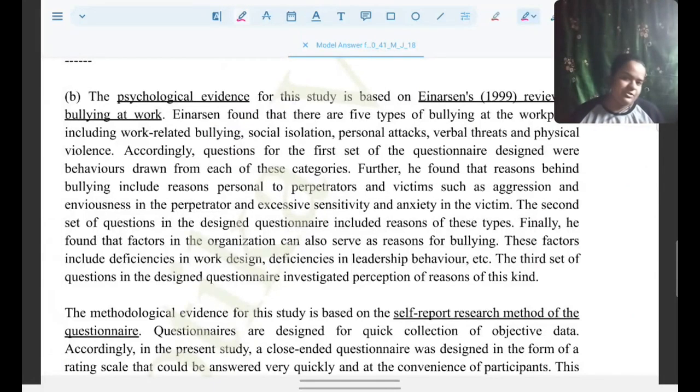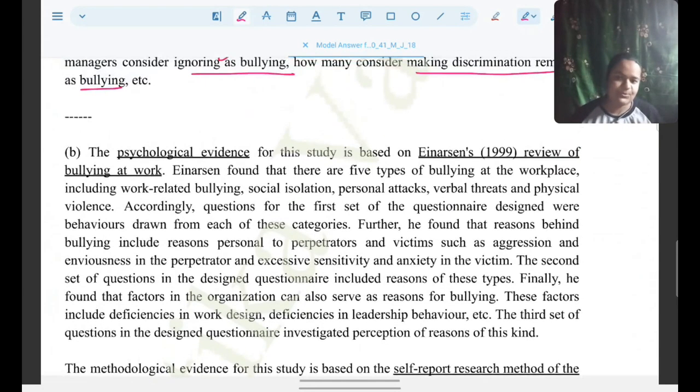Starting with the psychological evidence for the study. Now, the psychological evidence for the study comes from the researcher's review of work in this area. Definitely, we should know the name of the researcher. I know it sounds silly to mention it here, but I have had a number of students who do not remember researchers' names or the spellings of their names correctly, and that's really bad. When you're studying a subject, please have respect for the researchers who've done a lot of work in the area and take the time to remember their names.